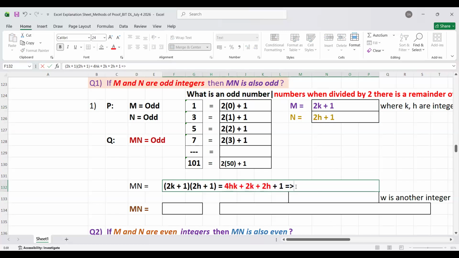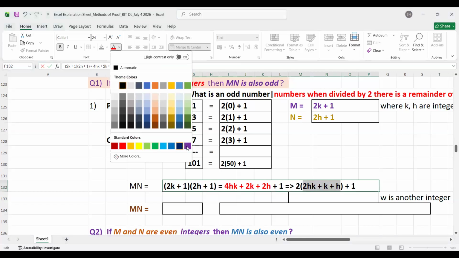So if I take 2 out of those 3 things, I'll be left with 2 into brackets, 2hk plus k plus h. You close the bracket, all plus 1. Good. Now, this is where the mathematicians will show magic. It is not magic, it's still mathematics.